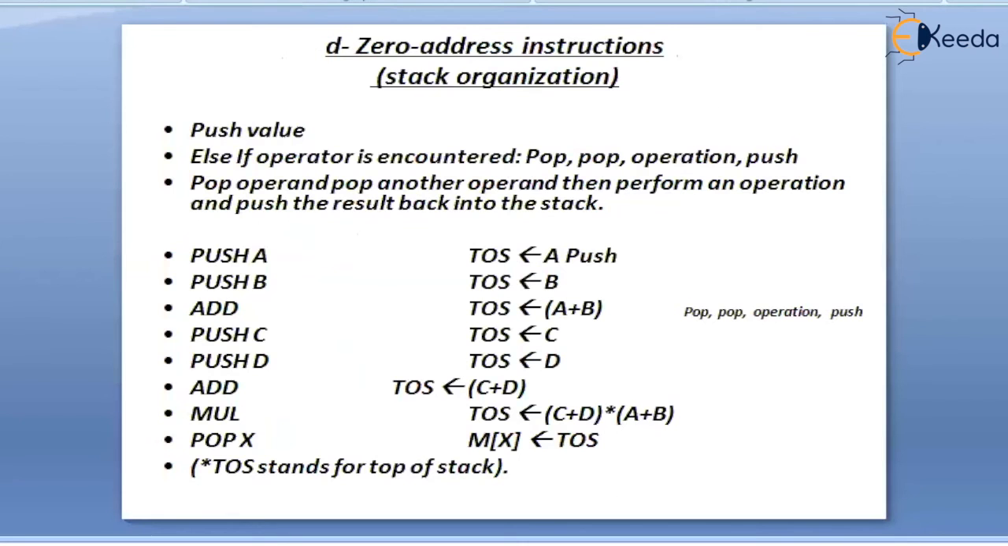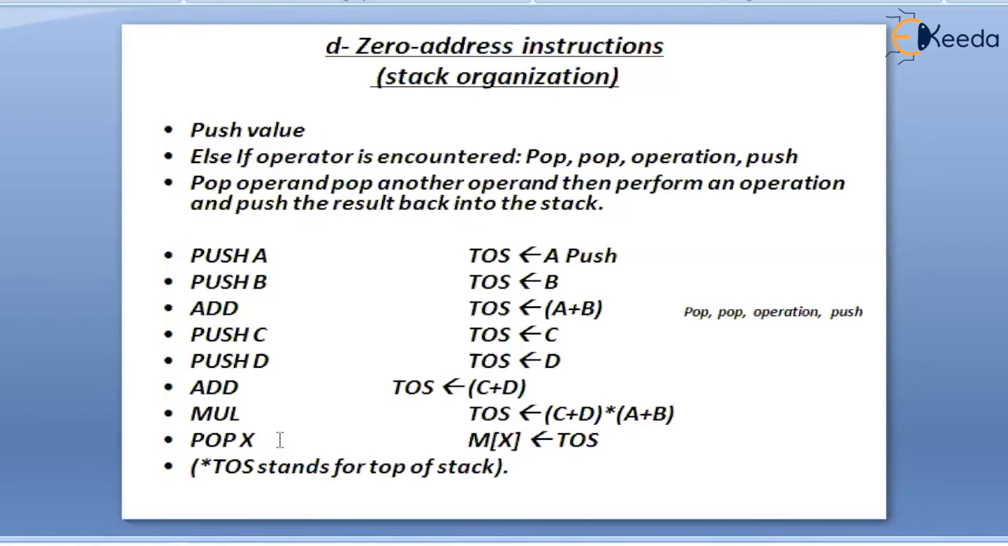Okay, so zero address instruction: push A, A will be pushed; push B, B will be pushed; add, A and B will get added, B will get erased; push C, C will be pushed; push D, D will be pushed; add, C and D will get added and will be placed. Now the stack contains A plus B and C plus D. Finally, perform multiplication. The multiplication is going to multiply A plus B and C plus D.